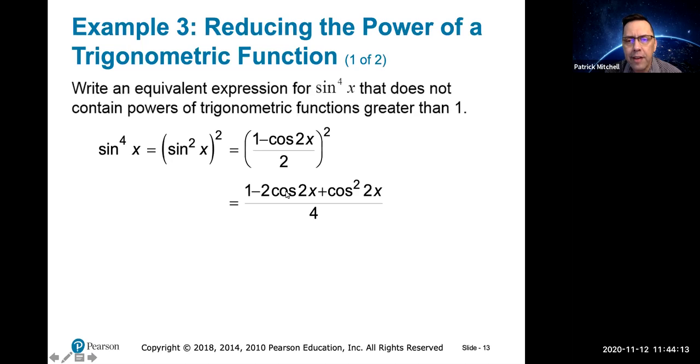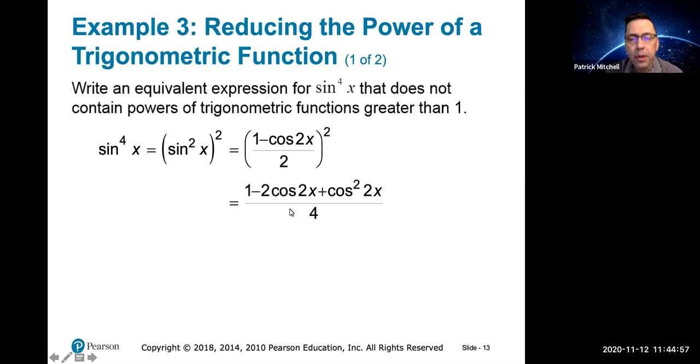That's where that comes from. And this expression on top comes from squaring the binomial 1 minus cosine 2x. So if you can picture 1 minus cosine 2x times 1 minus cosine 2x, and you FOIL that, you get 1 times 1 is 1. 1 times minus cosine 2x is minus cosine 2x, and then minus cosine 2x times 1 is another minus cosine 2x. That's how you get 2 of them. And then finally, minus cosine 2x times minus cosine 2x is just the square of cosine 2x.